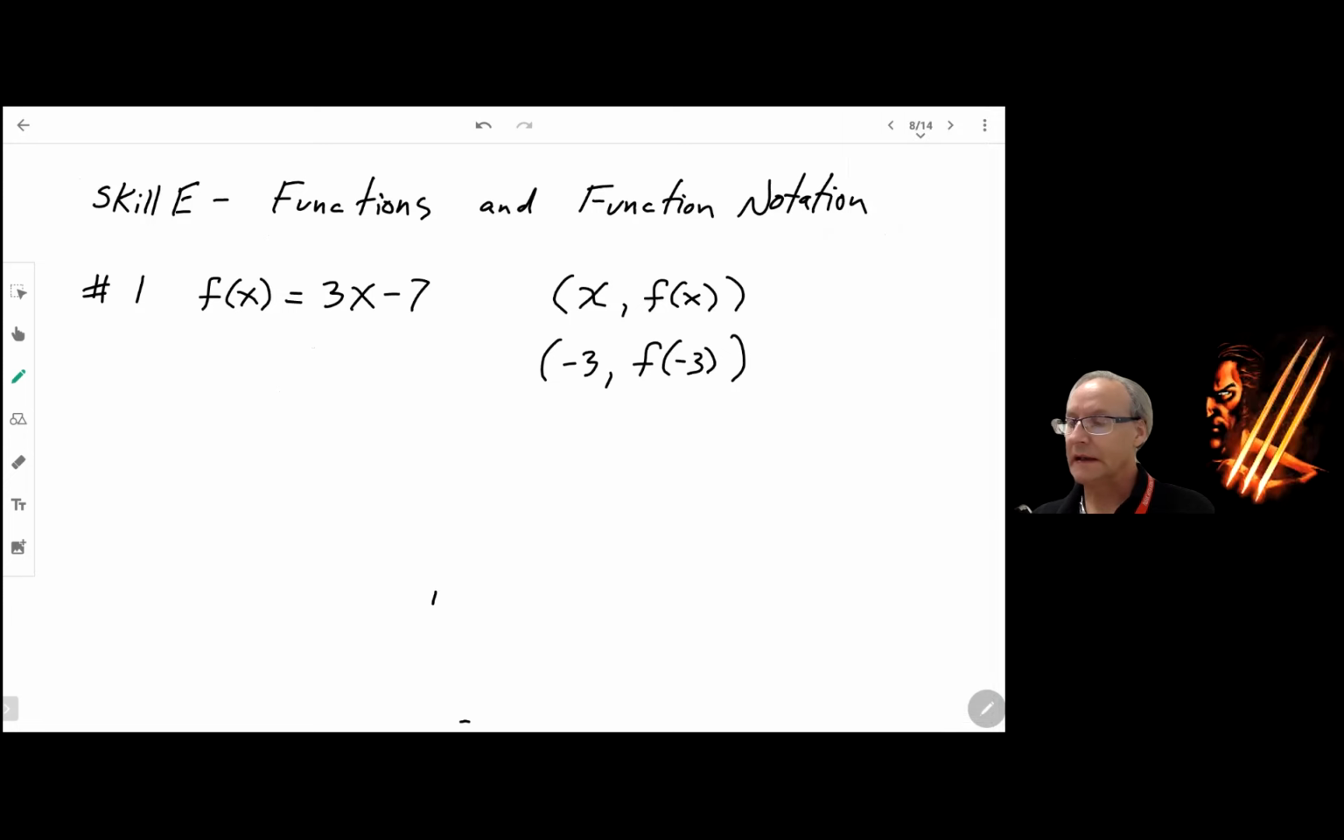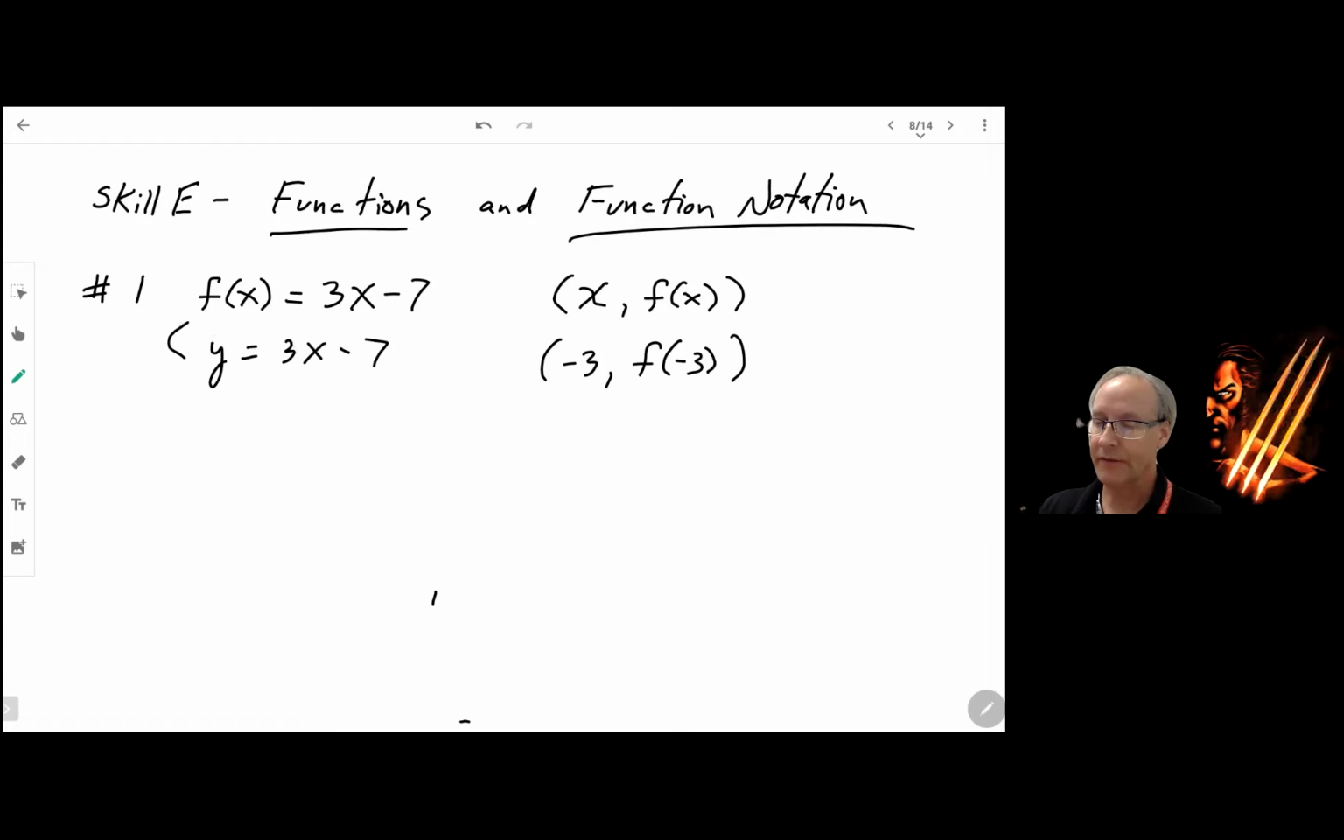Now this is skill E, functions and function notation. Really the big difference is there's a couple of things we did. First of all, instead of calling this y equals 3x minus 7, we now call it f of x equals 3x minus 7. Y is a function of x. This is -3 for x, and f of -3 is the y value that we get if we put -3 for x. So our y will be 3 times -3 minus 7.